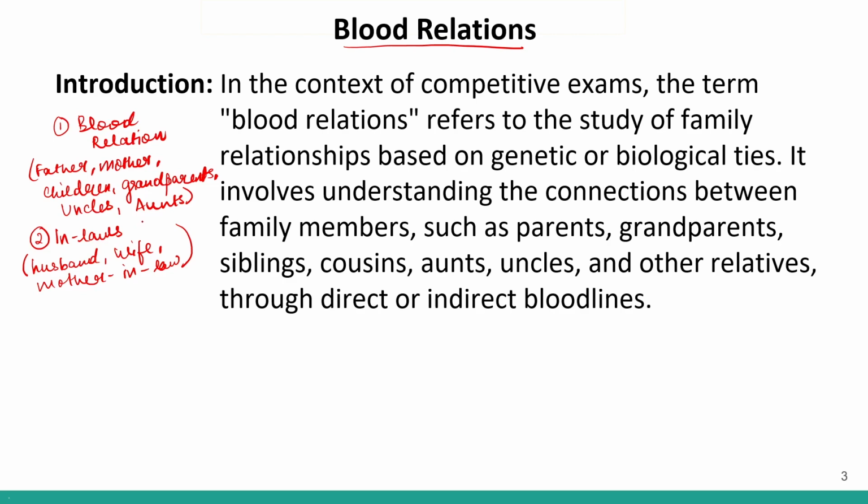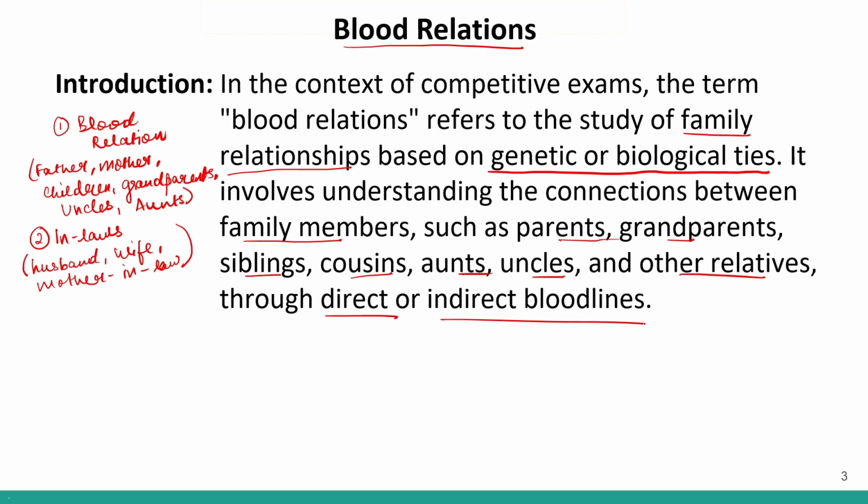So in the context of competitive exams, the term blood relations refers to the study of family relationships based on genetic or biological ties. Genetic and biological means that you're born in their family. But there are other types also, like your in-laws, the one that you're married to, his family or her family. Those are also part of blood relations. It involves understanding the connections between family members such as parents, grandparents, siblings, cousins, aunts, uncles, and other relatives through direct or indirect bloodlines.